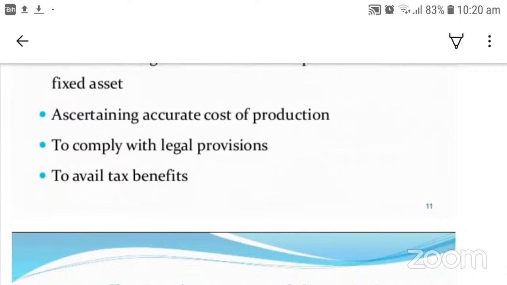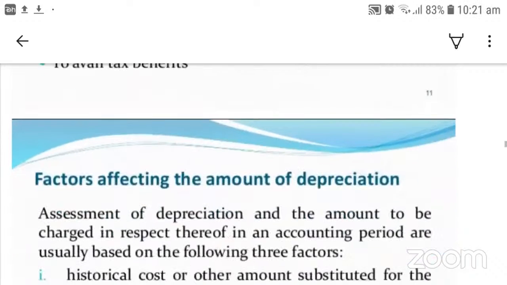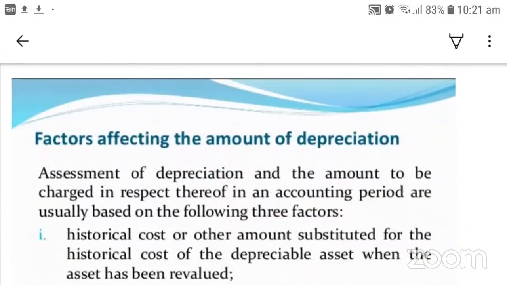To avail tax benefits. If we do not provide any depreciation, we will assume that the asset is in complete working situation. That asset will be calculated in the income also, and that loss we can't bear. For that we will provide depreciation. To avail tax benefits, we will show the depreciation in the accounts, so that we get benefits from the tax.